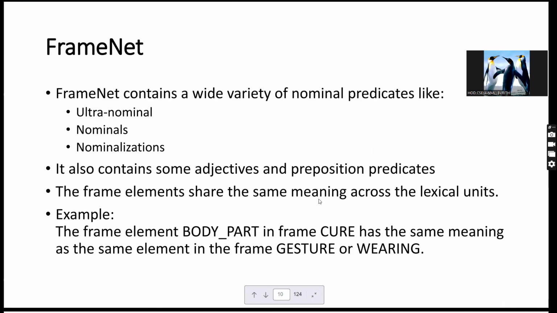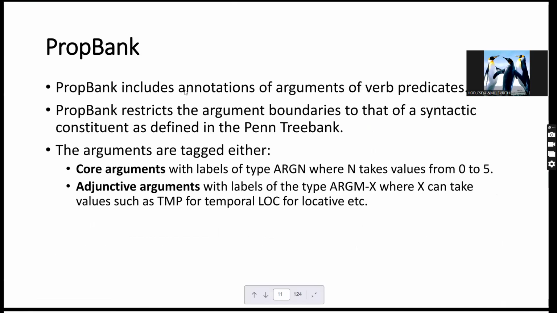FrameNet is generally divided into the body part and tagging part, and different elements are divided as body elements, or as tagging and others. And PropBank is related to annotations, which contain annotations based on the properties of predicates. So there we can have verbs, nouns, different adjectives and others. And within PropBank we also have core arguments and adjunctive arguments.